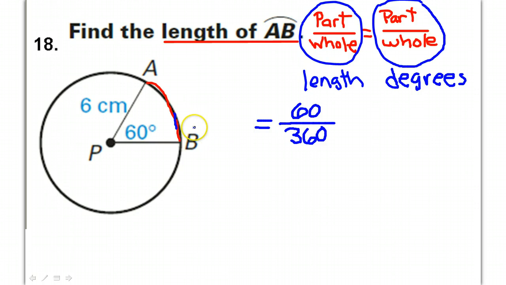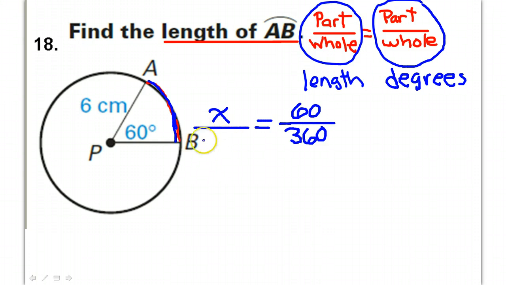Okay, now the slightly trickier part is the left side. We need to do the partial length over the whole length. Of course, the whole length is going to be the circumference of the entire circle. Now the partial length is what we are being asked to find. The length of arc AB. This is the partial length. So we will call that x, because we don't know it, and that's what we're supposed to find.